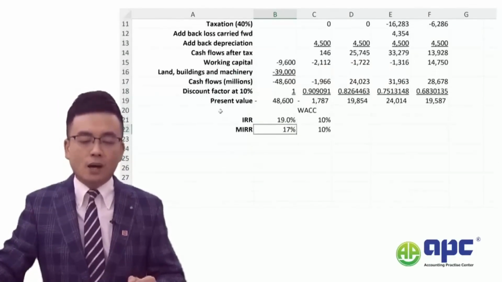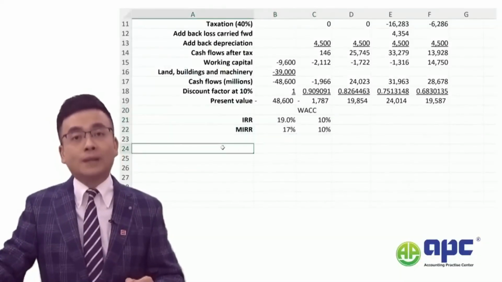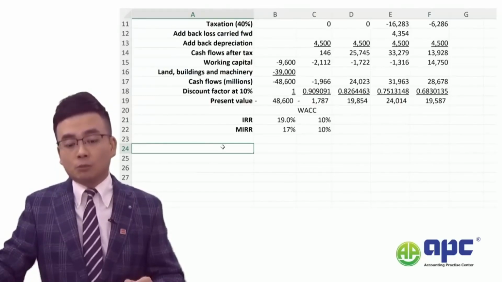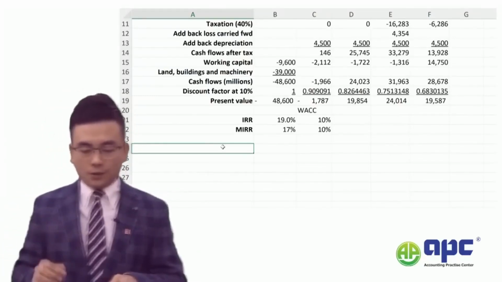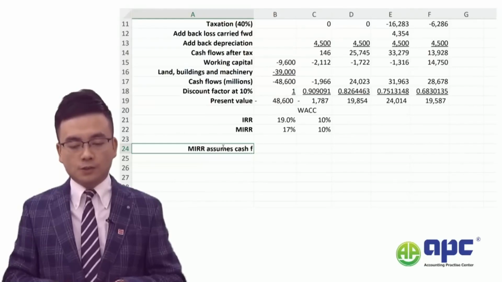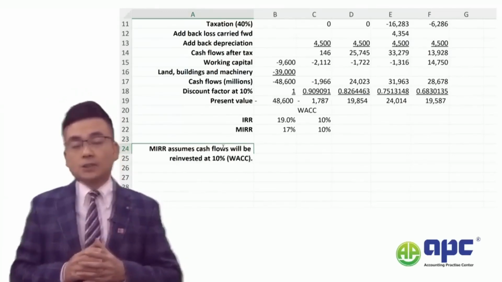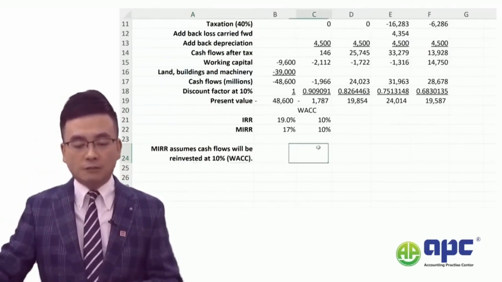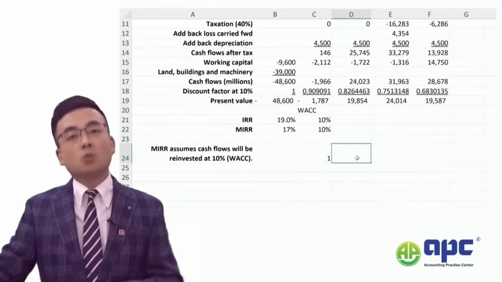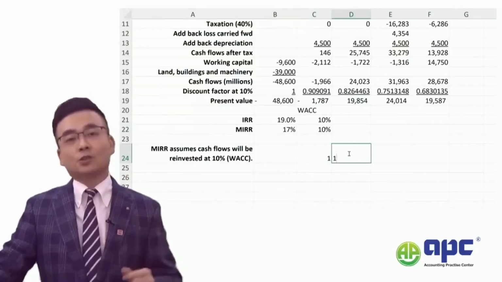And of course, when we are asked about the MIRR, my experience tells me that we always need to write the assumption of the MIRR in the exam. So let me do it. MIRR assumes cash flows will be reinvested at 10%, which means the WACC. Writing this point not only gives you 1 technical mark, but 1 skepticism mark. So you can get 2 marks for writing this point. Make sure that you're ready for that.